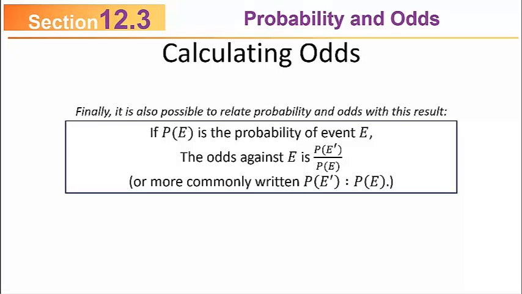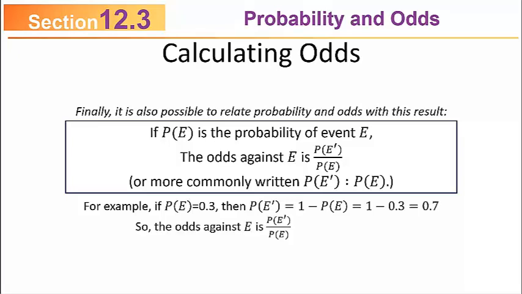Usually you write odds with a colon, so you could write that fraction, the probability of E complement over the probability of E, as the probability of E complement colon the probability of E. That's a more common way to write the odds. Just a quick example. If I told you the probability of E is 0.3, then the probability of E complement would be 1 minus 0.3, which is 0.7, and according to this result, the odds against E is the probability of E complement over the probability of E. That would be 0.7 over 0.3. If you multiply the top and the bottom by 10, you can write that as 7/3, or 7:3.